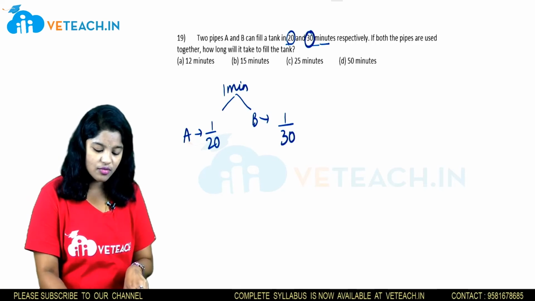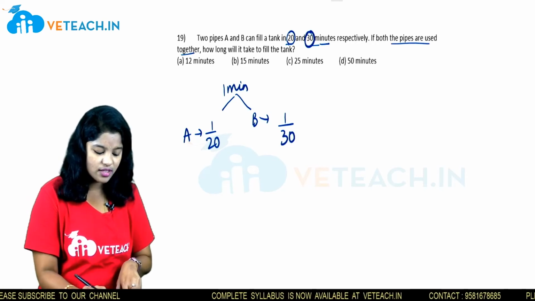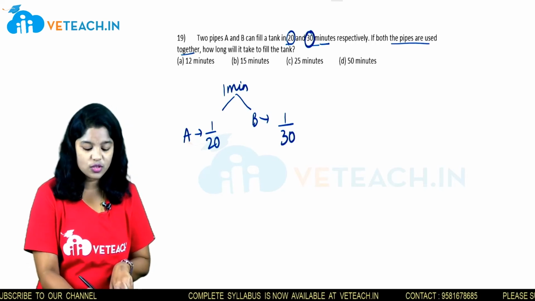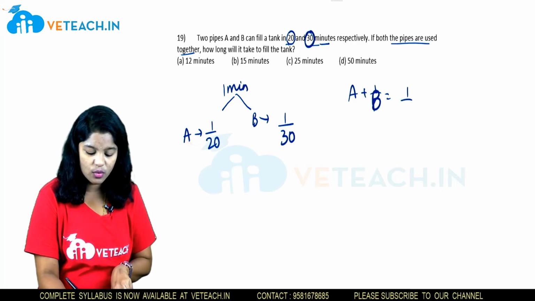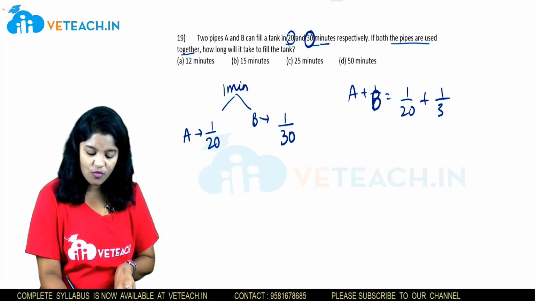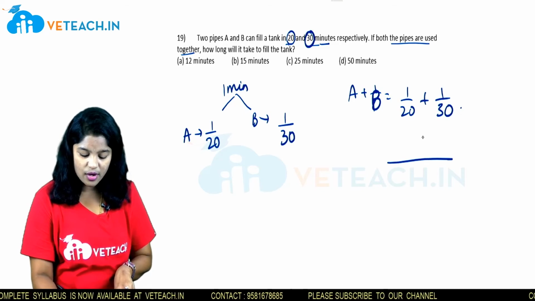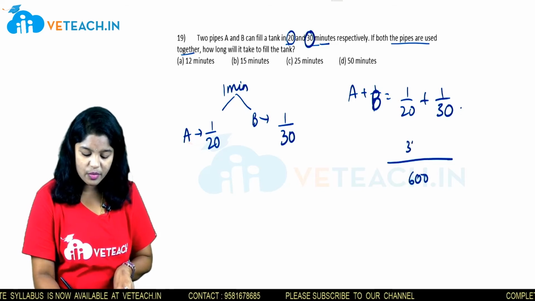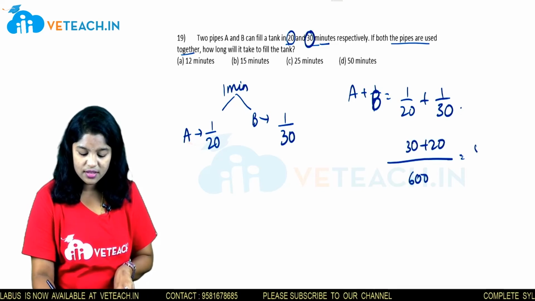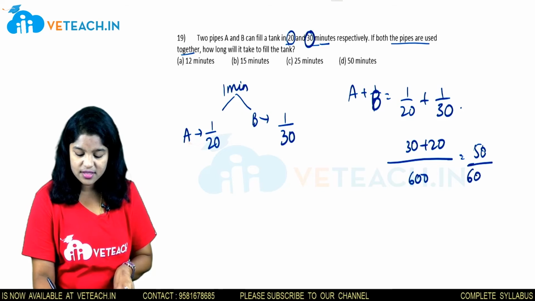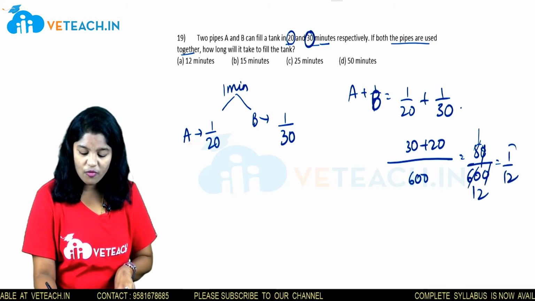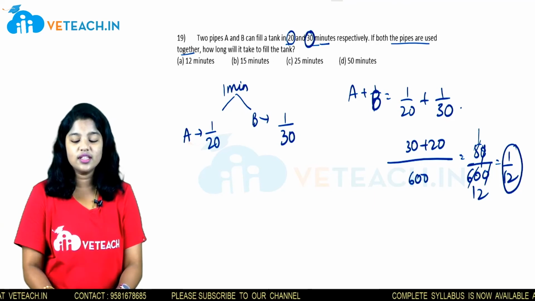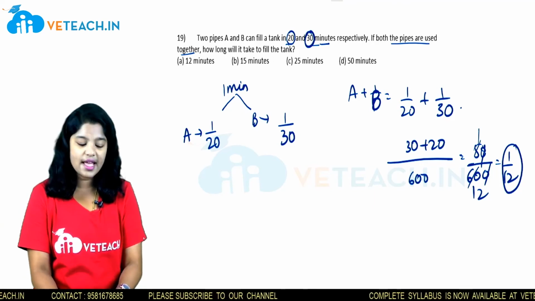Now both the pipes are used together. That means the working capacity of A and B together is equal to 1/20 plus 1/30, that is equal to (30 plus 20)/600, which is 50/600, that is 1/12. So when both A and B are used together, 1/12th part of the tank is full.